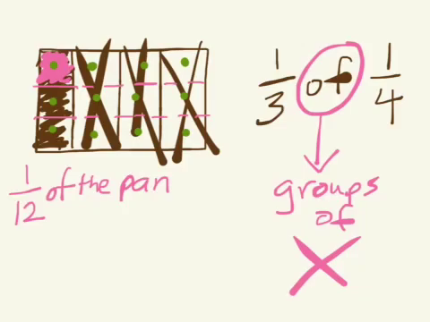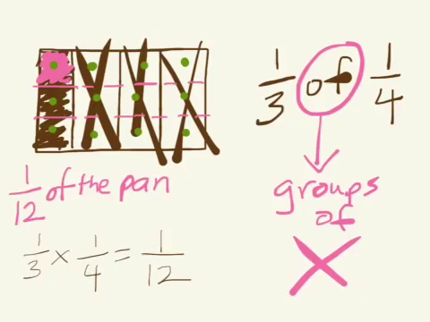Let's see if our shortcut works for this too. Our 1/3 times 1/4. We should end up with 1/12. Let's see if it works. Okay, 1 times 1 is 1, and 3 times 4 is 12. Hey, 1/12! It worked! Awesome!